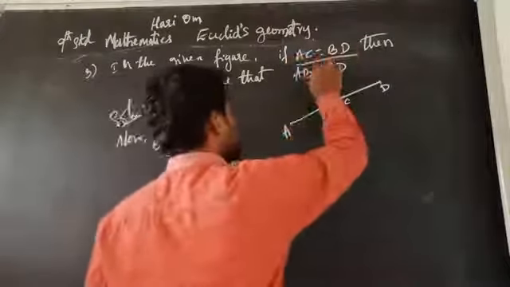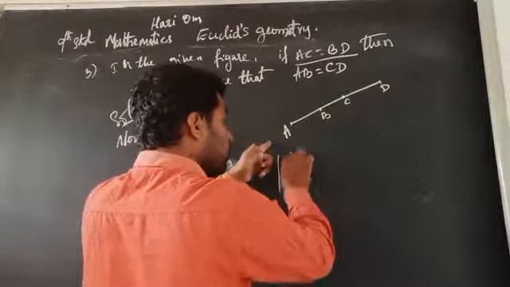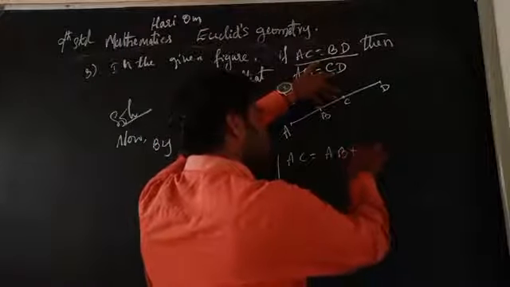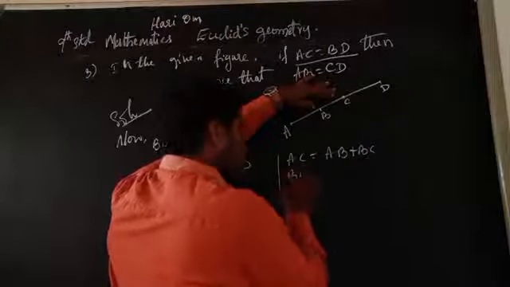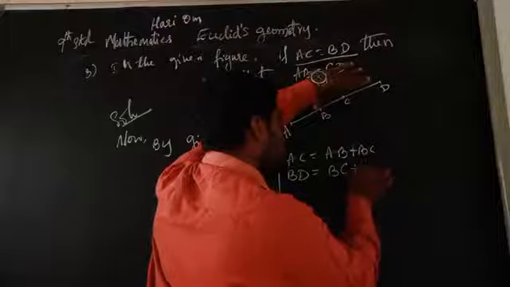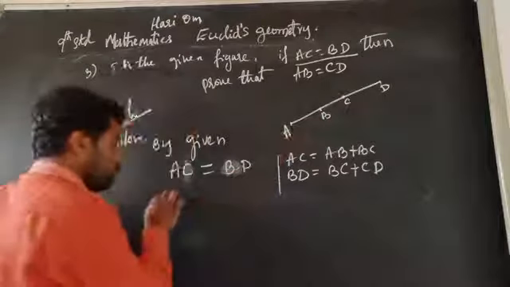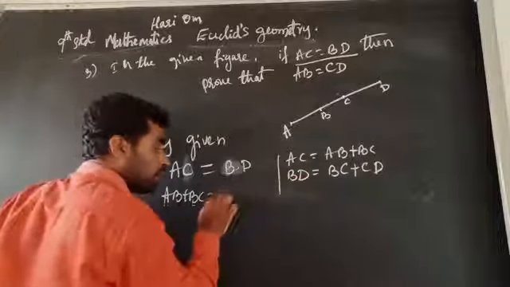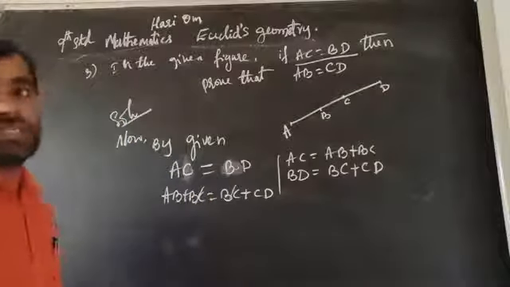Is it clear, friends? Now we have taken AC. Here AC is equal to what can you take? AB plus BC. Again BD is equal to BC plus CD. Is it clear? Here instead of AC, I can write AB plus BC is equal to BD. BD is equal to what? BC plus CD. Here I can cancel BC and BC by cancellation.